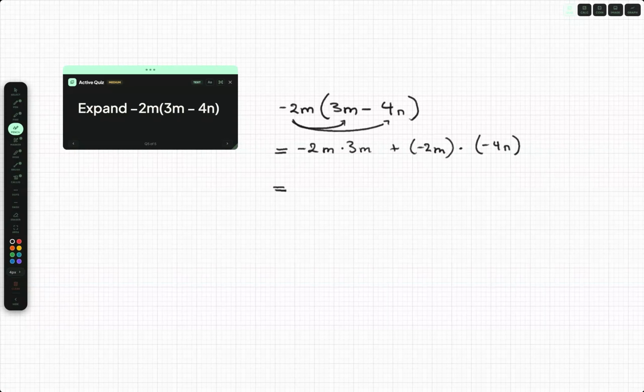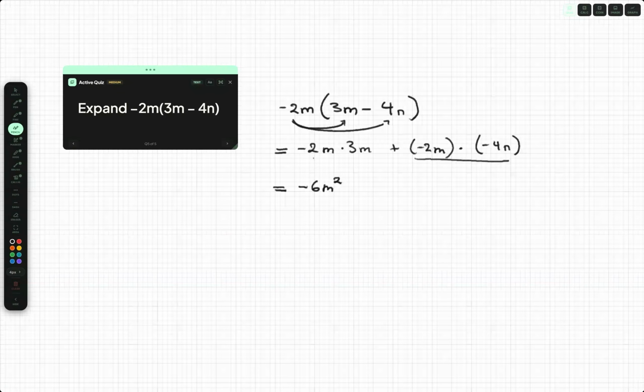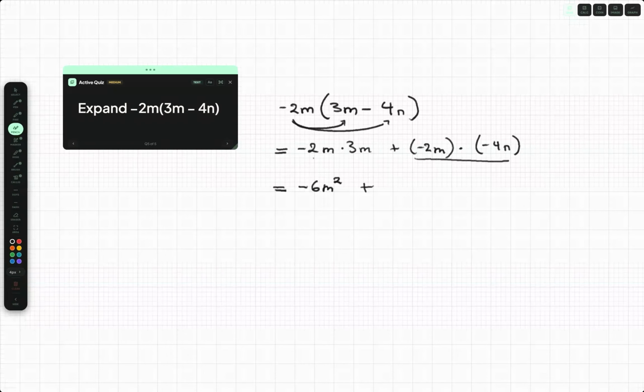Alright, so let's do these first. So minus 2 times 3 is -6, and m times m is m squared. Now, we're going to do minus 2m times -4n. A negative times a negative is going to work out to be a positive, so we can ignore the signs on both of these terms. Now we can just do 2m multiplied by 4n. So first the coefficients, 2 times 4 is 8, and then m times n we just write as mn.